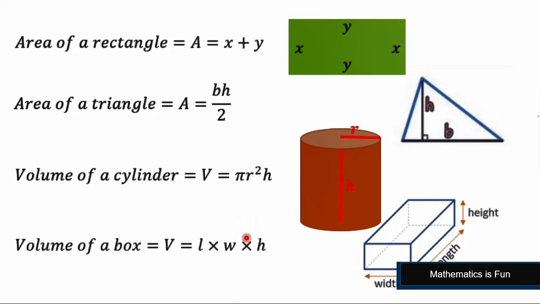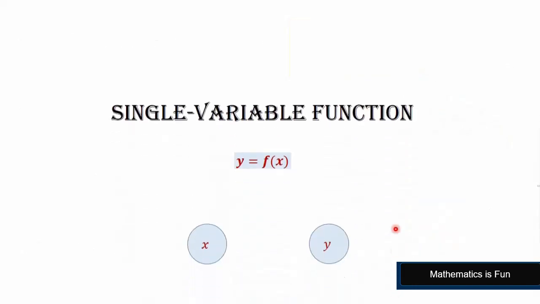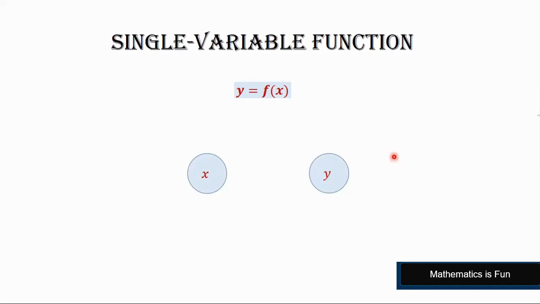In the volume of the box, here we need three inputs, that is length, width and height of the box. So this is also an example of a multivariable function. If we need more than one input to get the required output, these types of functions are known as multivariable functions. Well, before going to multivariable functions, let's first take a review of single variable functions.